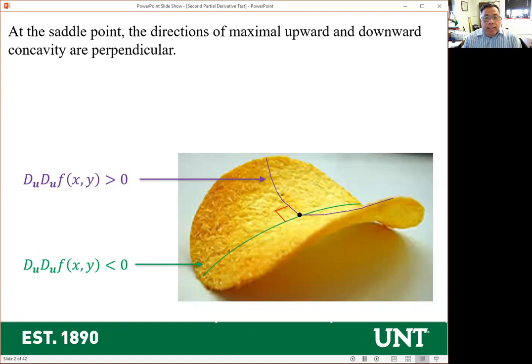At a saddle point, like the canonical Pringles potato chip, the direction in purple and the direction in green are orthogonal. The direction in purple denotes the direction of maximal upward concavity, while the direction in green denotes the direction of maximal downward concavity. More precisely, the second directional derivative of f in the direction of u is greater than 0 in the purple direction, but is less than 0 in the green direction.